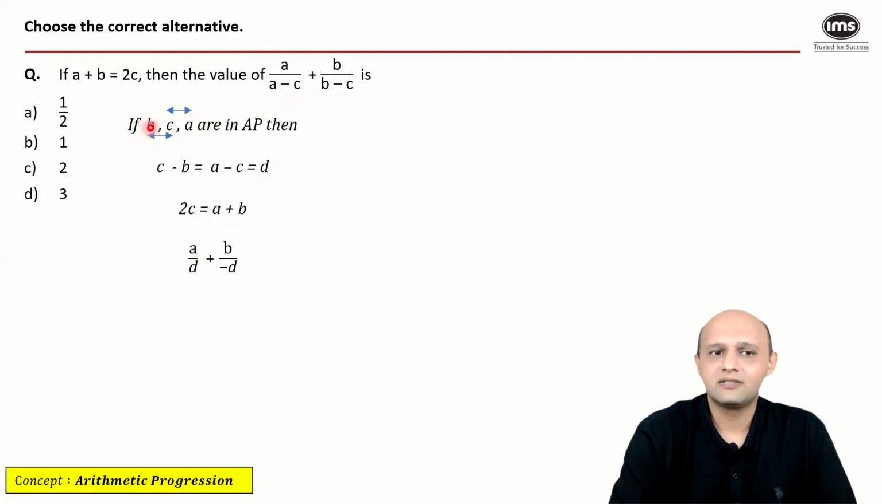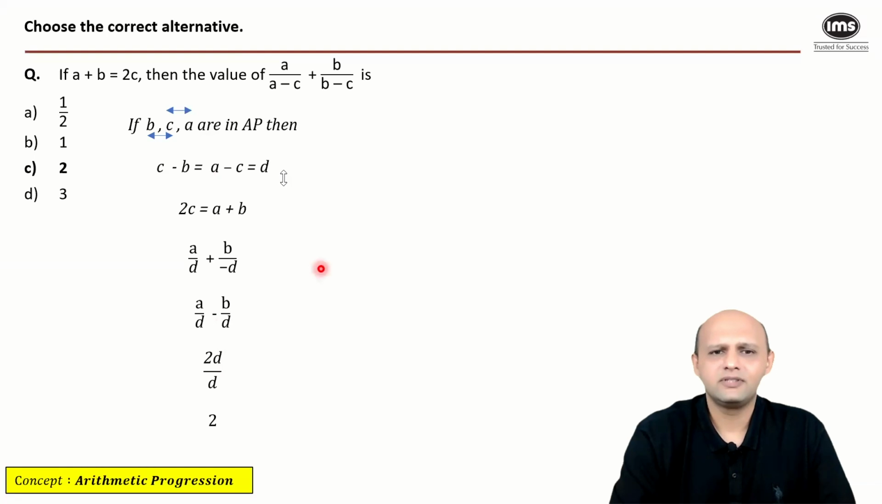And B minus C is going to be minus D, because C minus B is D. So B minus C would be minus D. So it is A by D minus B by D, essentially. So what is A minus B now? A minus B is going to be twice the common difference. So 2 times D upon D, which is 2, is the answer.